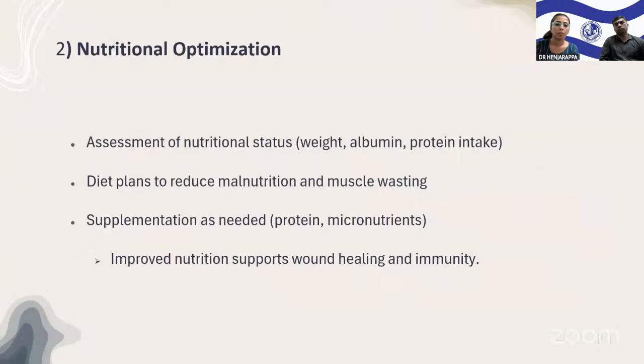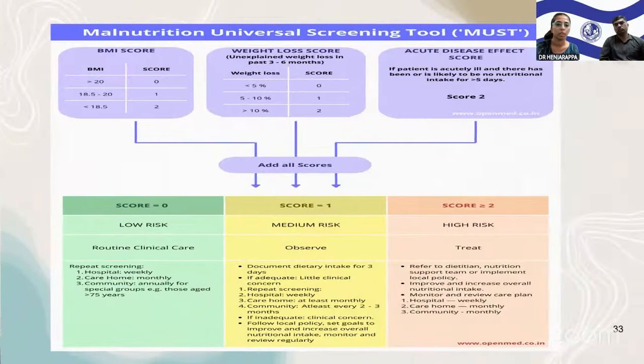And nutritional optimization, assessment of nutritional status, weight, albumin, and protein intake is important. Diet plans to reduce malnutrition and muscle wasting. Improved nutrition will support the wound healing and immunity of the patient.